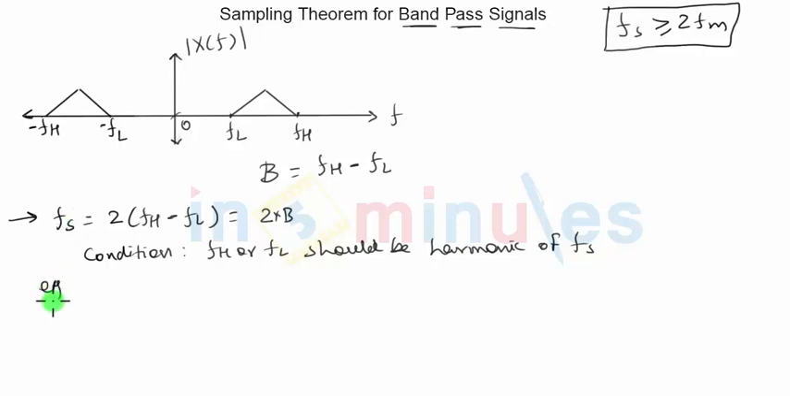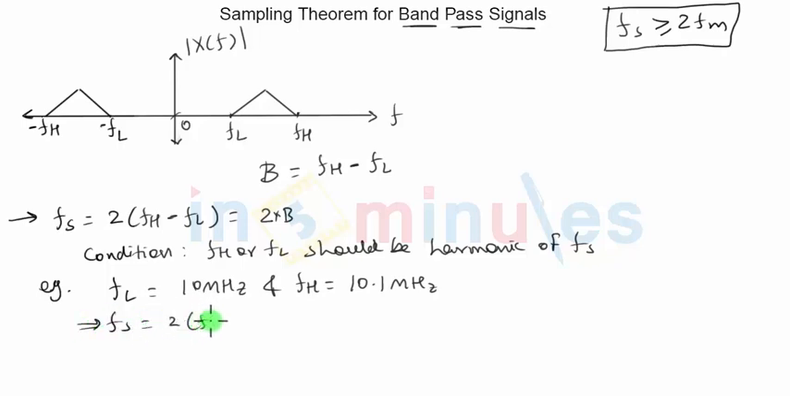Let us take one example and understand how I can apply this formula for sampling frequency. I'm considering a bandpass signal with FL equal to 10 MHz and FH equal to 10.1 MHz. As you can see, it's a bandpass signal which has frequencies present from 10 MHz to 10.1 MHz. So as per the definition, its sampling frequency can be given as Fs equal to twice (Fh minus Fl), which will be twice of (10.1 minus 10) MHz, that is 0.1 MHz, and this becomes 0.2 MHz.